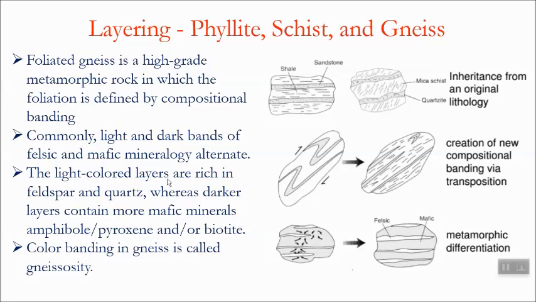The light color layers are rich in feldspar and quartz, whereas the dark color layers are rich in amphibole, pyroxene, or biotite. These are the dark color minerals. So this kind of layering which is formed is called gneissosity.